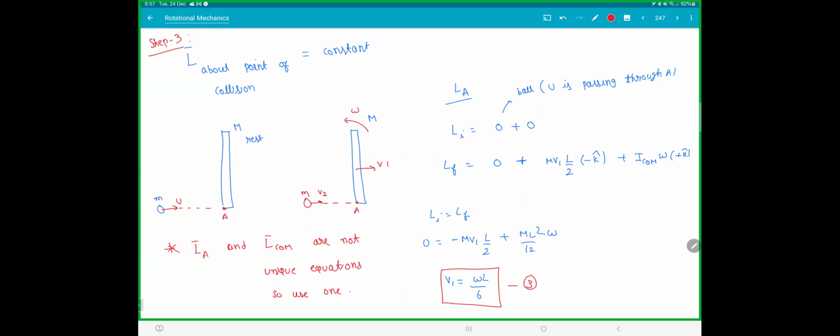All clear with the steps? Take a break. Come back by 7:07. We'll continue from here. We'll do more models on this ball and rod collisions. Any doubts so far? Okay, come back in 10 minutes.